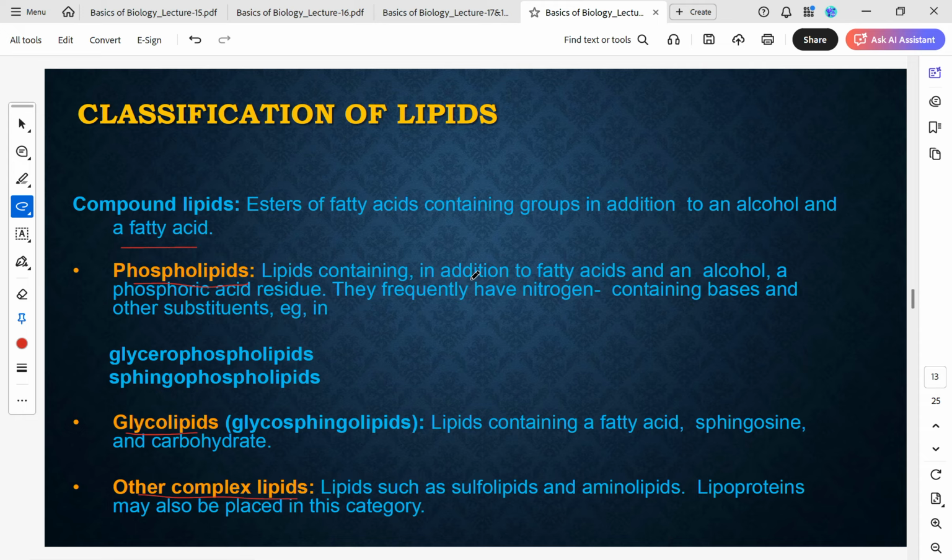Phospholipids are lipids containing, in addition to the fatty acids and an alcohol, a phosphoric acid residue or a phosphate group. They frequently have nitrogen containing bases or other substituents, for example, glycerophospholipids or sphingophospholipids. Glycolipids or glycosphingolipids contain fatty acids, a particular structure known as sphingosine, and carbohydrate. There are other complexes such as sulfolipids, aminolipids. Aminolipids are amine groups present with lipids, and lipoproteins, which can be also placed in this category.